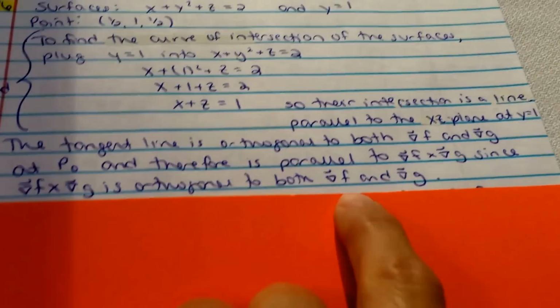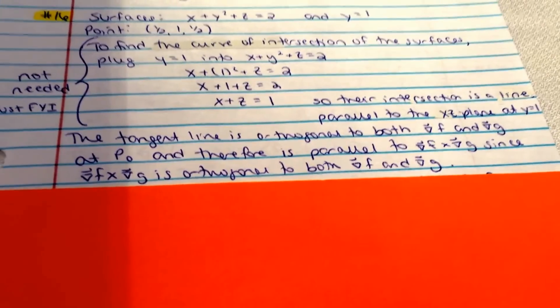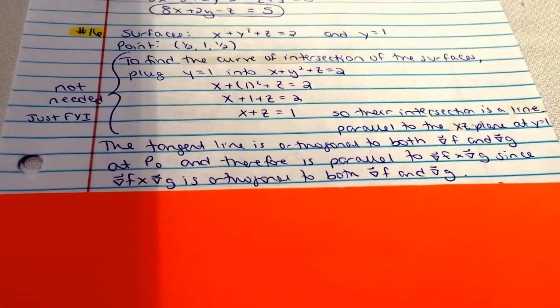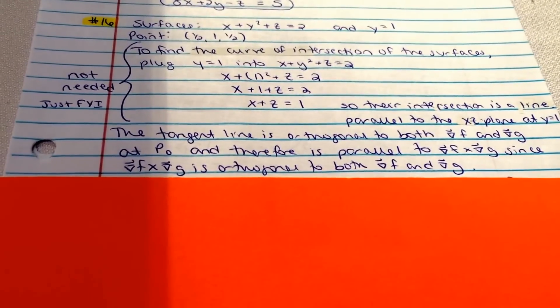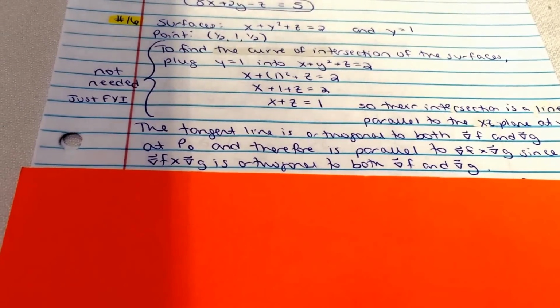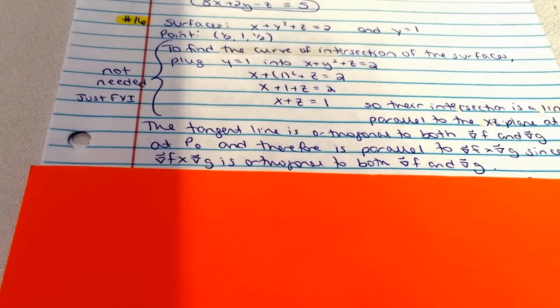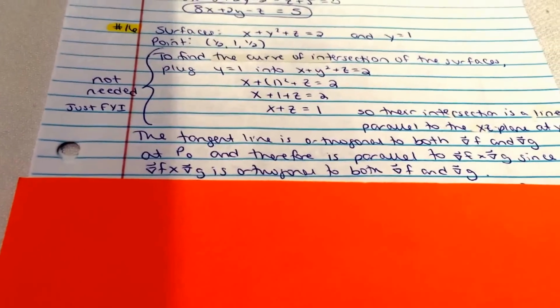So the cross product between these two gradient vectors will be parallel to the tangent line. And for lines, remember, you want a vector parallel to the line and a point on the line. The cross product of these two orthogonal vectors would be orthogonal to those orthogonal vectors, which makes it parallel to the line. So hopefully that makes sense.